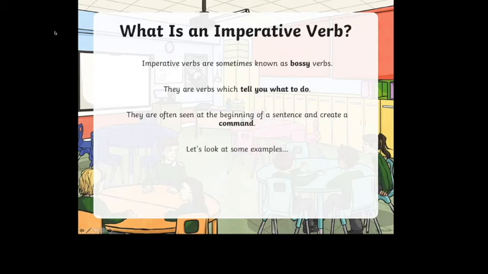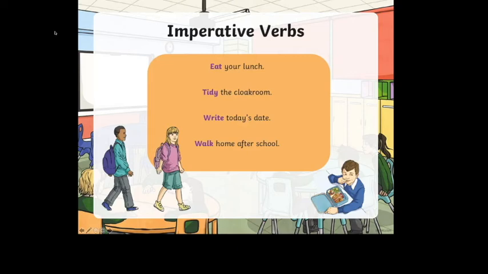So imperative verbs are sometimes known as bossy verbs. They are verbs which tell you what to do. They are often seen at the beginning or near the beginning of a sentence and create a command. A command is telling you to do something. So it's a type of sentence. We've already talked about questions. Now we're looking at commands. Okay, let's look at some examples.